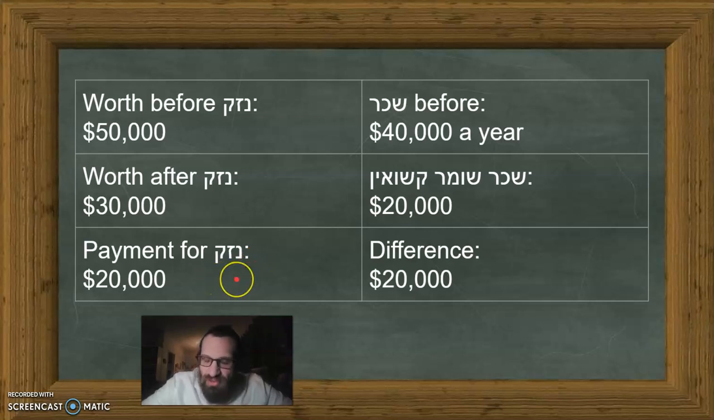Now, if the numbers didn't work out so perfectly, we would have to adjust them. And whatever they're able to do, they're going to give them that. The huge difference in numbers between their job and the Shomer Kashoyim is going to be made up for with the nezek value. If he can't work or she can't work, then that's going to be paid for with nezek, not in shevet. That's going to be that big difference.